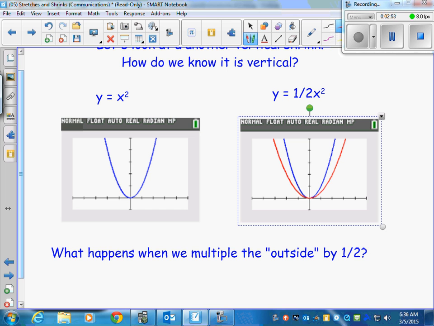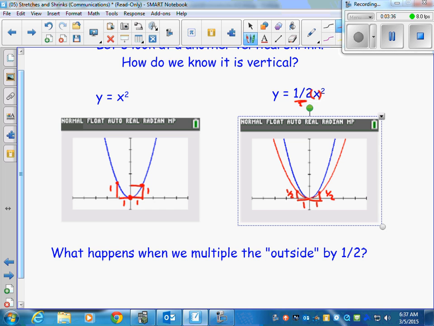Now, once again, we know this one will be vertical. We put parentheses around only the x if the parentheses aren't there. The 1/2 is on the outside now. Looking at our original graph, we've got a 1-to-1 ratio from the vertex point in the center to our first perfect point. Now, when we look at this red graph, we are still going horizontally 1 unit, but we're only going up vertically by 1/2.